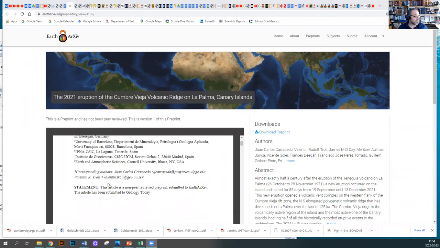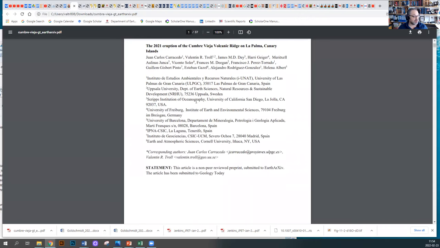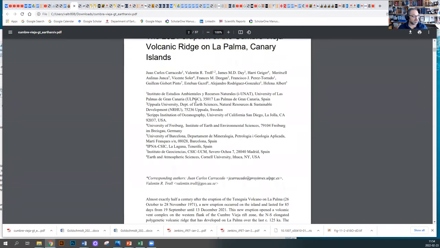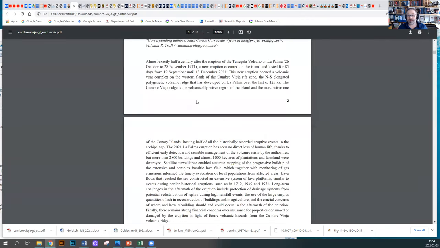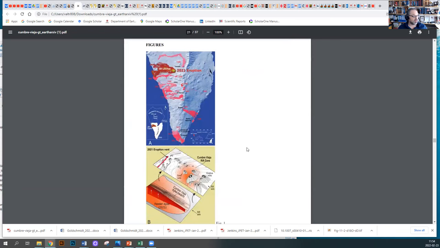You can now download this. And I've done this actually, and the downloaded article looks like this. There's a cover page, and there's a summary of the eruptive event, putting it into a La Palma context. And we're also mentioning other historical eruptions here. We're trying to frame the eruption within this geological continuum of eruptive activity on the island of La Palma. So we're offering this geological framework, and there are figures to go with it.